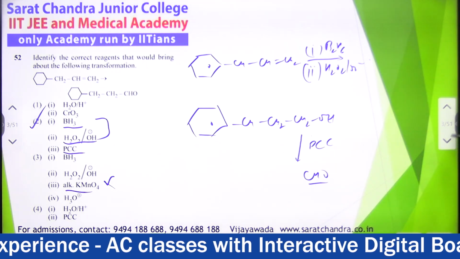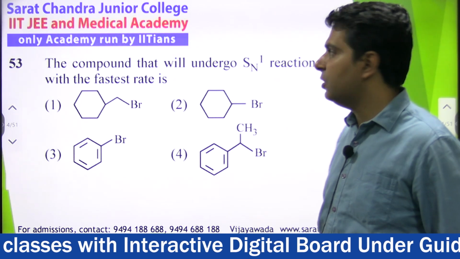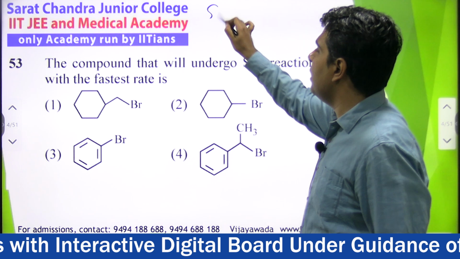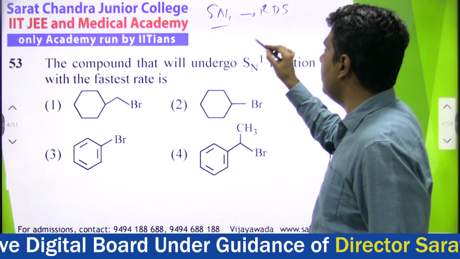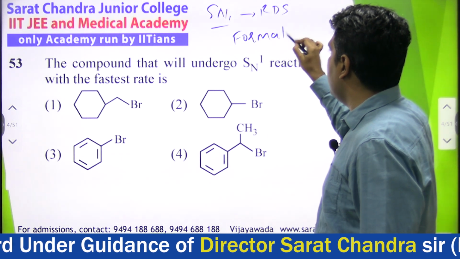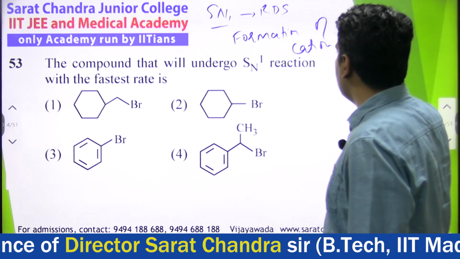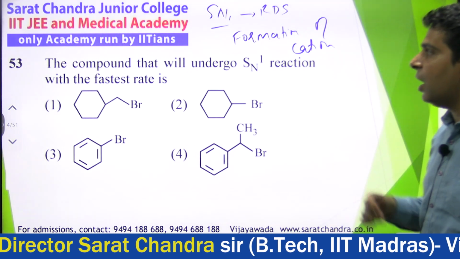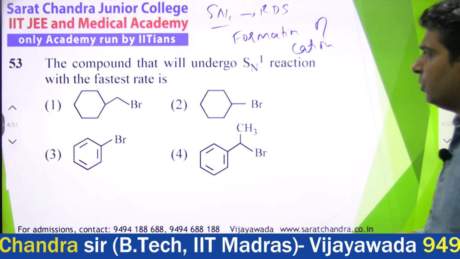Next question. The compound that will undergo SN1 reaction with the fastest rate. So if we study the SN1 mechanism, which is the rate determining step? The slowest step is the rate determining step, that is formation of carbocation. So over here we have to look for the formation of carbocation. The more stable the carbocation, the more easily it will be formed and the rate will be faster. So the rate determining step is the formation of carbocation.